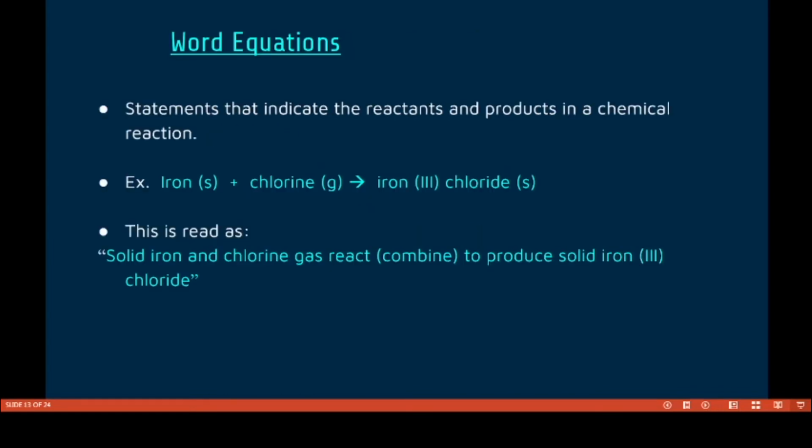Okay, now word equations. How do we write an equation in words? These are statements that indicate the reactants and products in a chemical reaction. For example, iron plus chlorine gives iron(III) chloride. Iron is a solid, chlorine is a gas, and iron chloride is a solid. So you read it like this: solid iron and chlorine gas react or combine to produce solid iron(III) chloride. Okay, this is the method to write word equations.